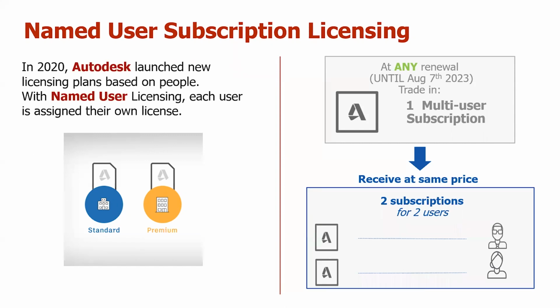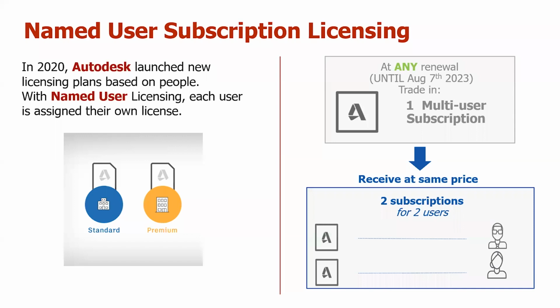And what it basically says is that customers who have a current multi-user subscription or network-based license, during the time of their renewal, will have the option to use a 2-for-1 trade-in offer, which allows the customer to trade in each multi-user subscription and receive 2 named user subscriptions in its place at no additional cost.